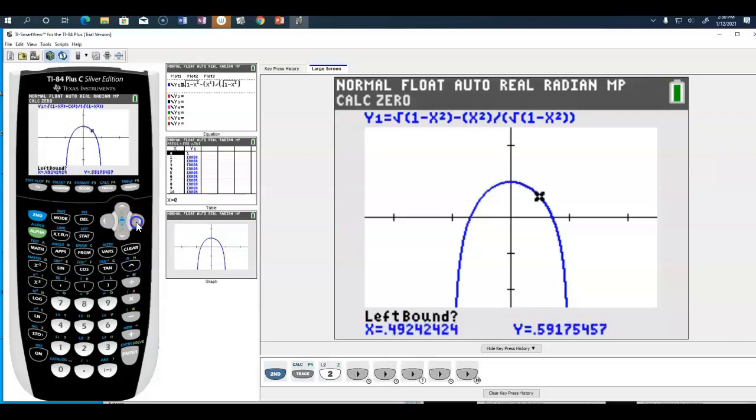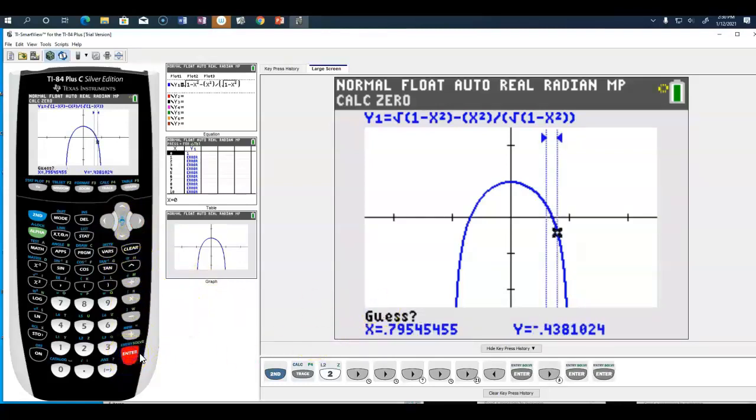I want to be to the left of that root. I want to be close to it, but I want to be to the left of it. Enter. And now I'm going to scroll until I get to the right of that root. Enter. And then I'm going to push enter one more time. And sure enough, it's the same number. It's just an opposite sign.